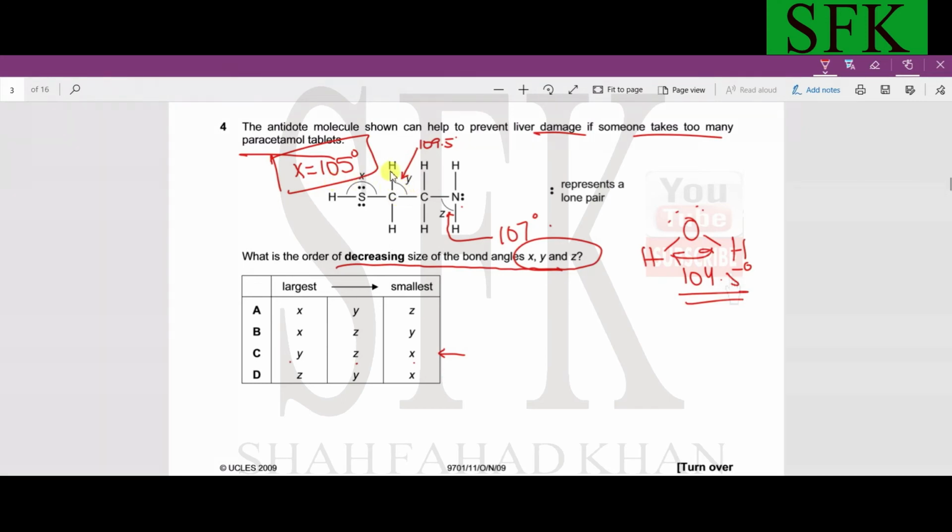If we look at Y, it contains four bonded pairs. This means this is a tetrahedral structure and has a bond angle of 109.5. And if we look at Z, it has a lone pair and three bonded pairs. Three bonded pairs and one lone pair represent a pyramidal structure having a bond angle of 107. So now let's arrange them. In decreasing size of the bond angles, decreasing size means the biggest will come first. Which one is the biggest? 109.5 is the biggest, so Y comes first, followed by Z, and then followed by X. So C is the correct option.